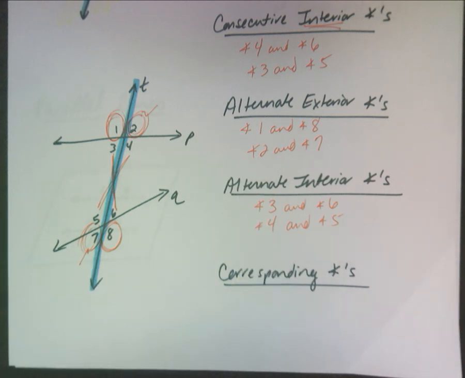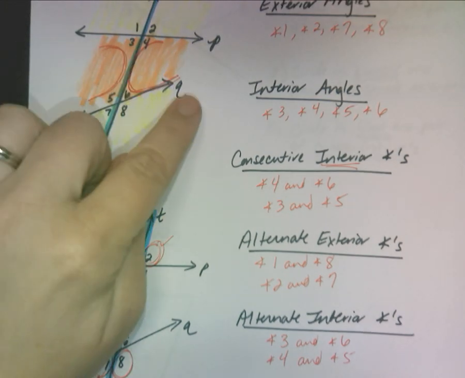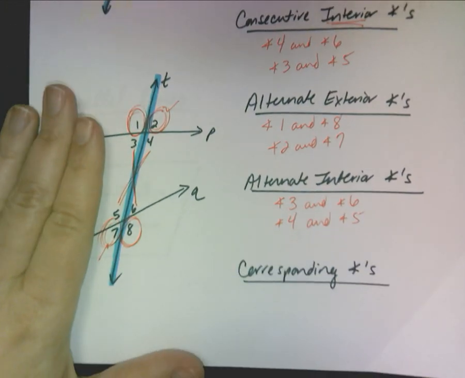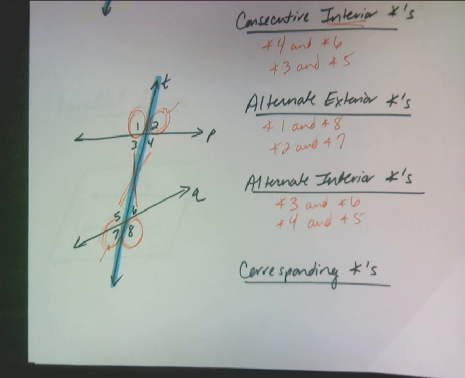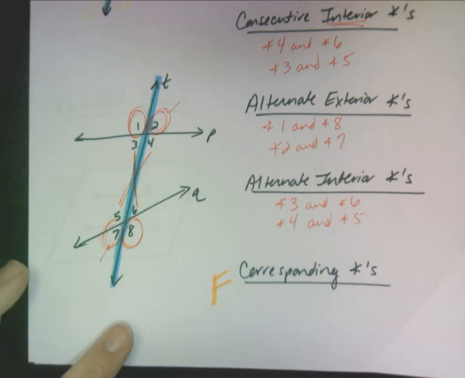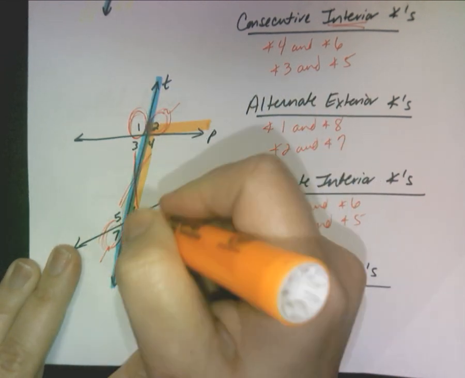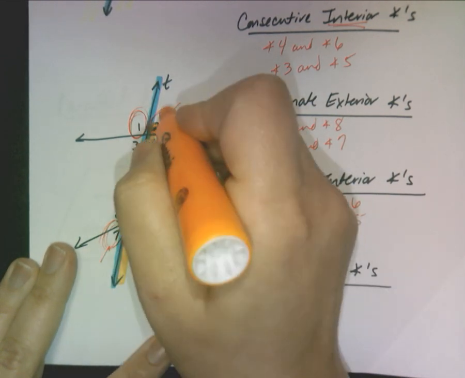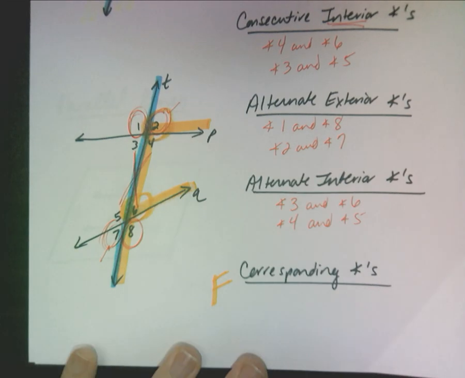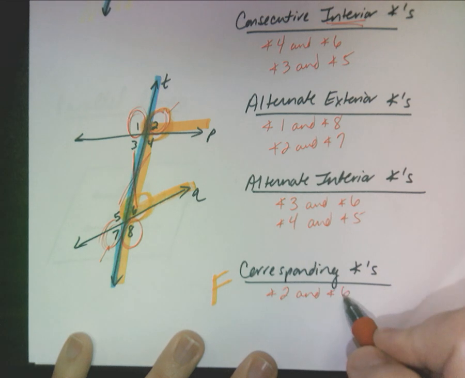All right, and the last one is corresponding angles. Now, don't get it confused with the consecutive interior from up here. Consecutive interior makes that C shape to me, but corresponding makes this F shape. And let me use my highlighter here. To me, it makes this F shape, and I'll show you what I mean. So corresponding would be the 2, the transversal, and the 6. The 2 and the 6. Angle 2 and angle 6.